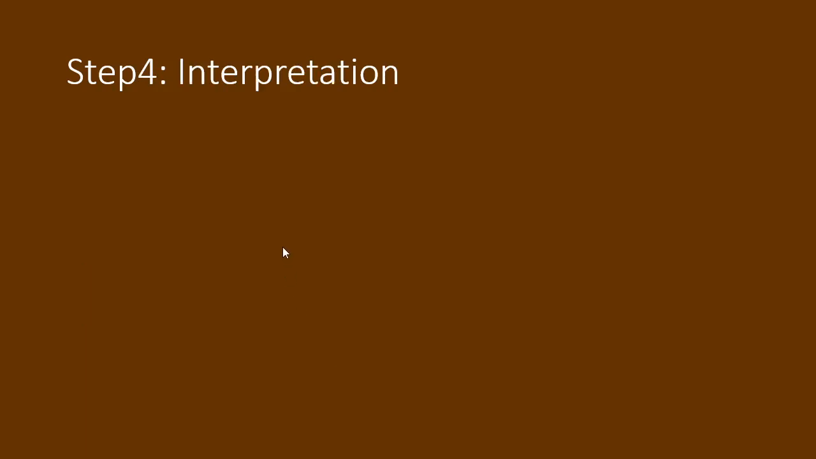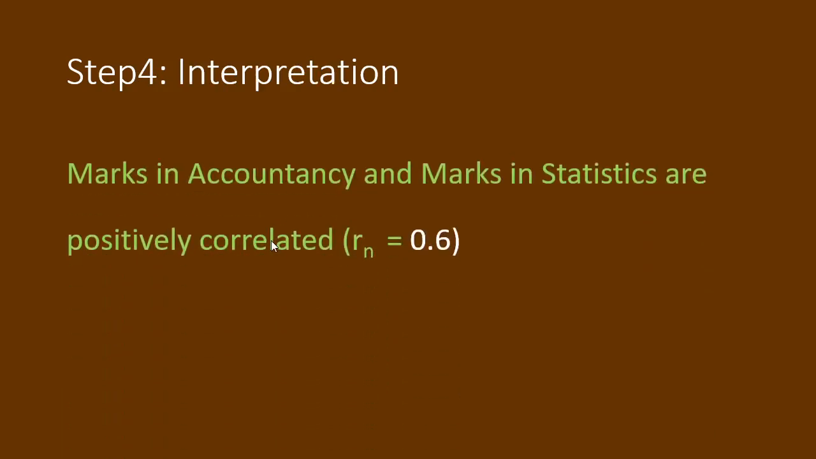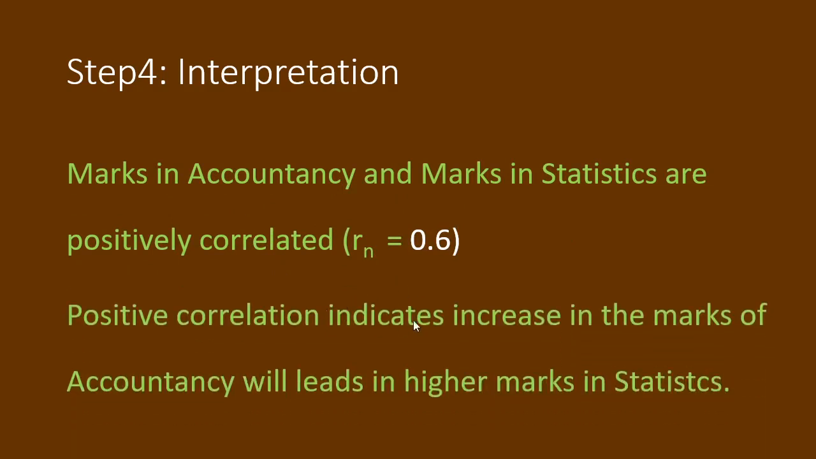After getting this value, we should interpret the data. So marks in accountancy and marks in statistics are positively correlated as the R value is 0.6. And positive correlation indicates increase in the marks of accountancy will lead to higher marks in statistics. So it is our assumption that if there is any improvement in the marks of one subject, it will automatically improve the marks in other subjects.